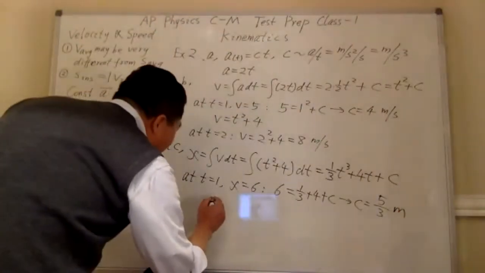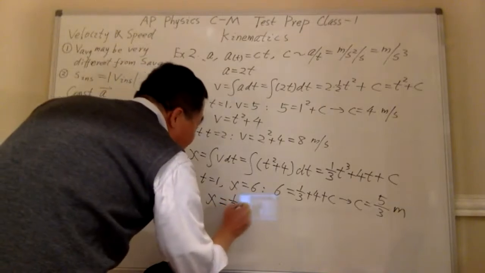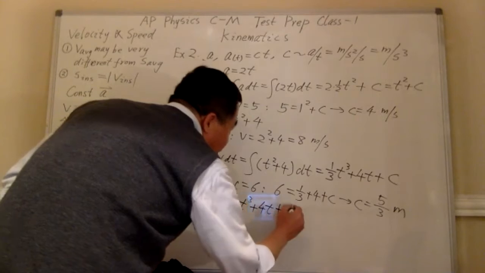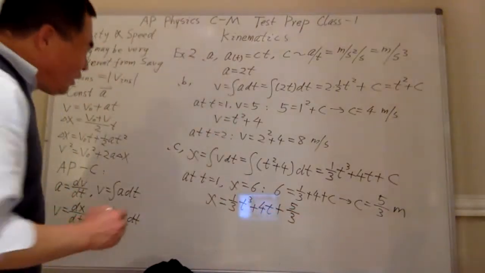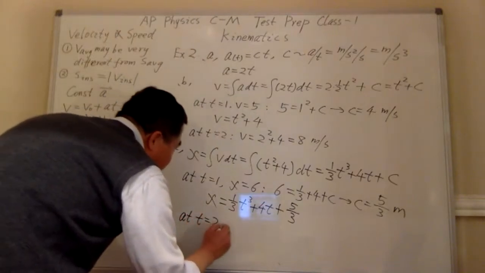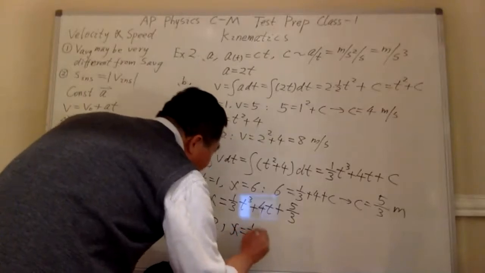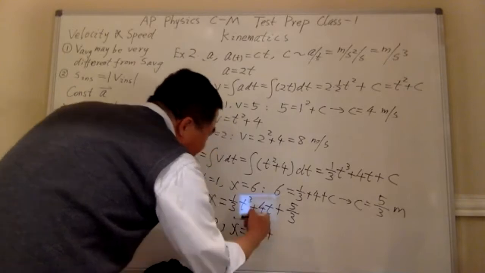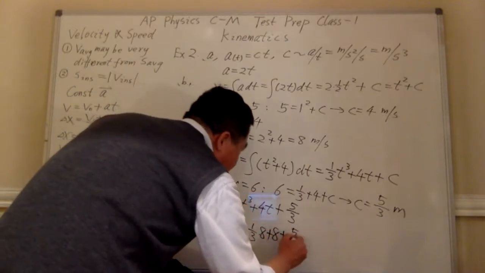So this time we got our general relation: 1 over 3 t cubed plus 4t, plus c, and we know c is 5 over 3. Then at time t equal to 2, we get our position. This one equals 8 over 3, plus 2 times 4 equals 8, plus 5 over 3.